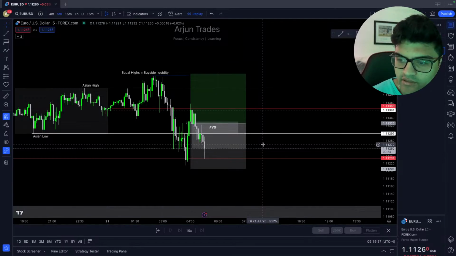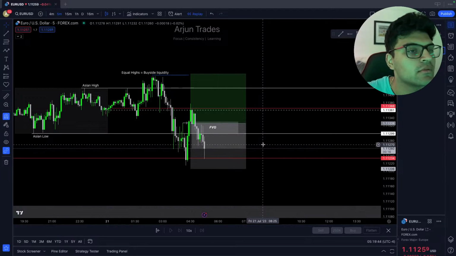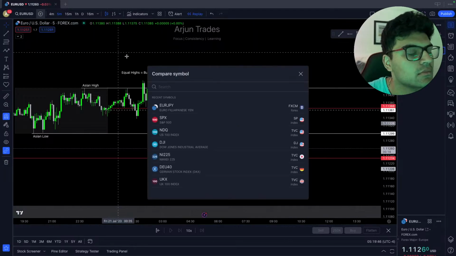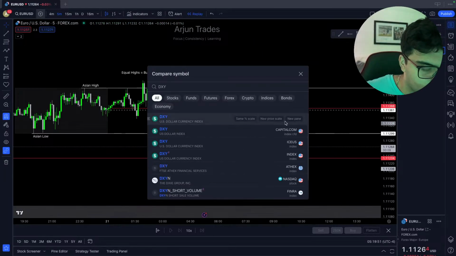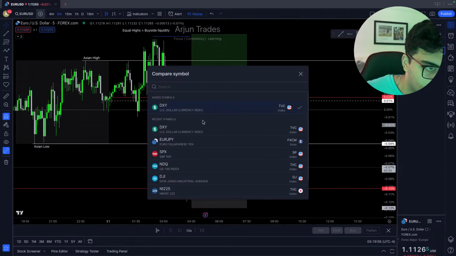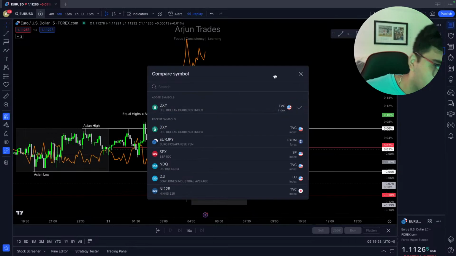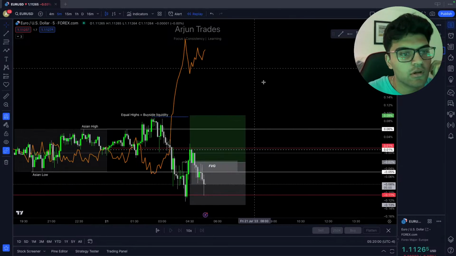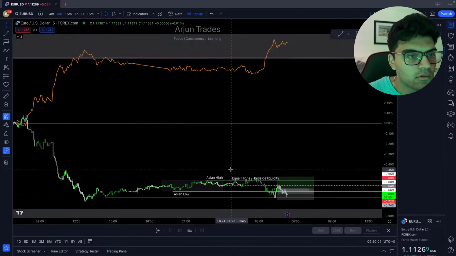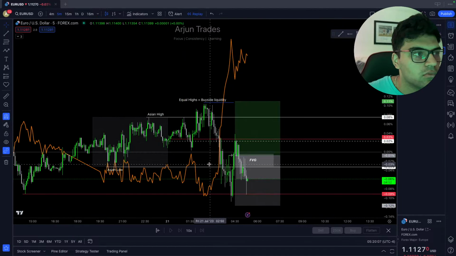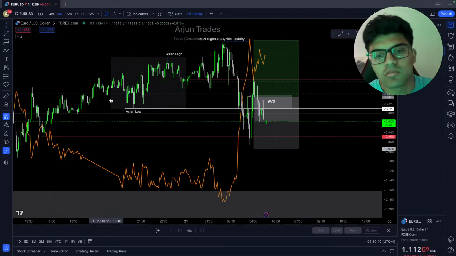You could add DXY to the same chart for comparison by clicking the plus button on the top left next to Euro USD. All right, that's pretty cool. Ooh, that's pretty cool.